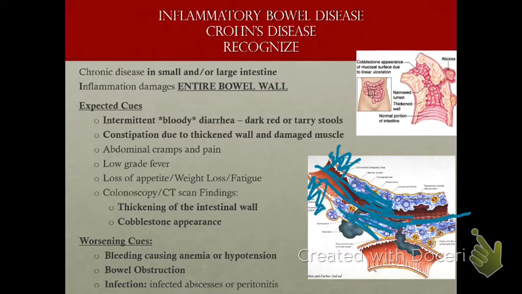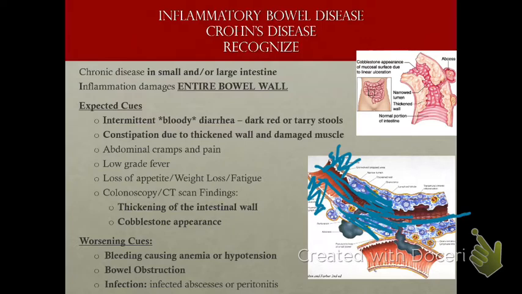They will do a CT or a colonoscopy to diagnose it because it's in that small bowel. It's in that blind spot. We can't get to it with either camera, so a CT scan is needed if it's small intestine because we can't really see the small intestine. So a CT scan will show thickening of the intestinal wall, and if they can get a picture of it, it looks like cobblestones. Worsening cues is, of course, bleeding causing anemia or hypotension, bowel obstruction, or infection.